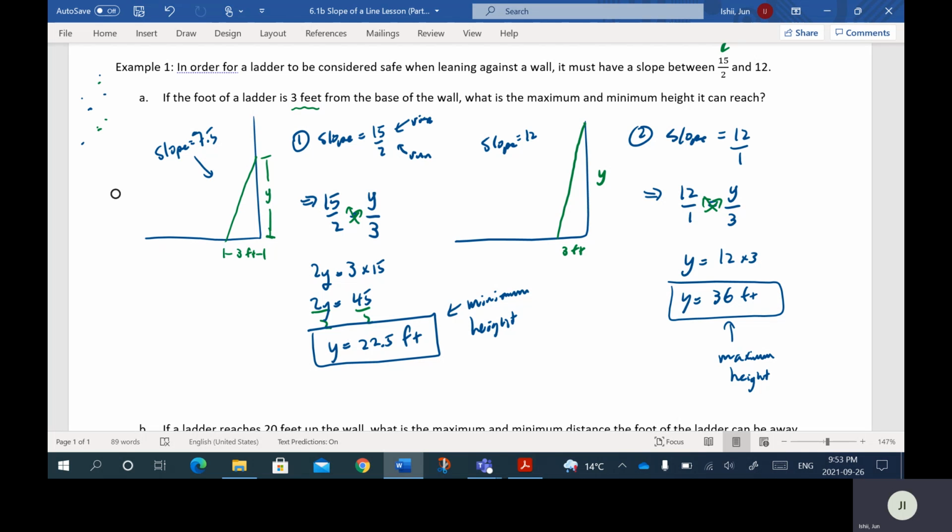So that kind of makes sense, right? If this ladder here was any flatter, it could possibly tip. Likewise, if it was any steeper here, if it was too close, then it could tip down this way. So anyways, that's how you find the minimum and maximum.